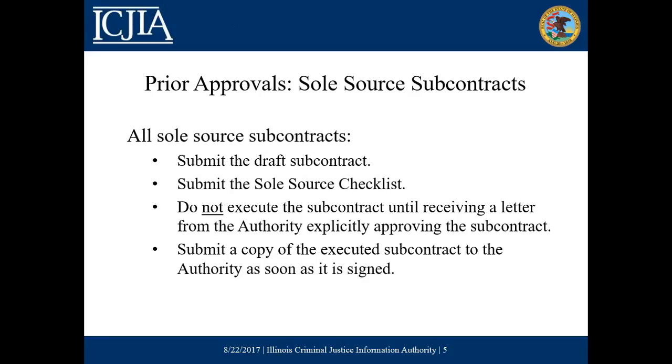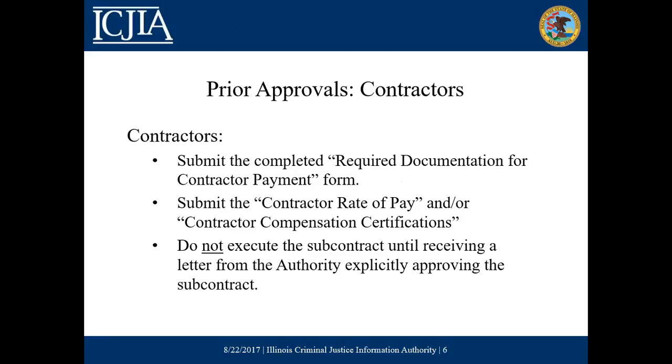So if you do have a sole source issue, your grant monitor will provide you what's called the sole source checklist, basically a series of questions that you'll ask to justify why you're going with this one vendor. And don't execute the subcontract until you receive a letter from the authority explicitly approving that sole source subcontract. And again, submit a copy of the executed subcontract to your grant monitor as soon as it's signed.